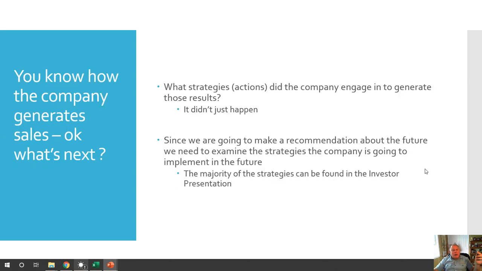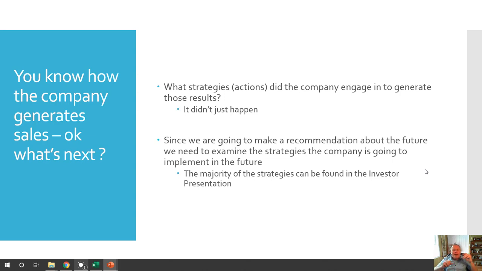Now, you know how we spent time identifying how the company generates sales. So what's next as we keep that going? Well, what strategies or actions did the company take to generate those results? They had to do something. They needed a strategy, a plan, an approach. It didn't just happen. It was a result of something.